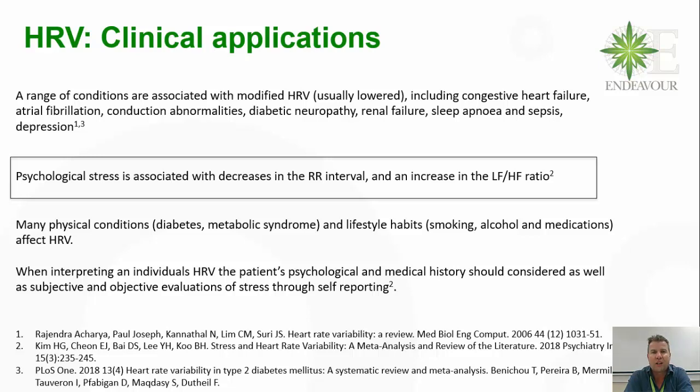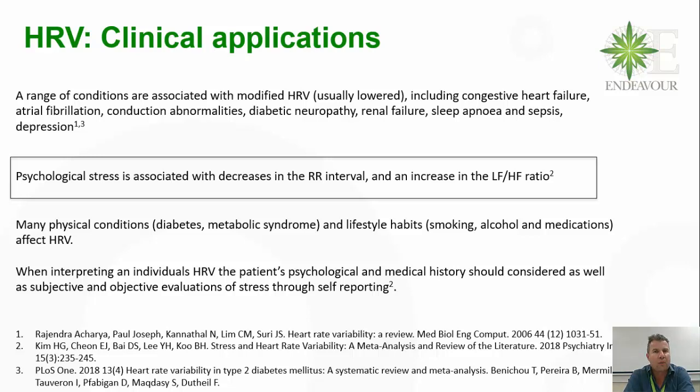Psychological stress decreases the R interval, so drops your time domain, and increases your LF-HF ratio. So there's a drop in your time domain, decreased heart rate variability, and an increase in the LF-HF ratio, or in other words, an increase in your sympathetic drive. Okay? Other things like smoking, alcohol and medication, diabetes and metabolic syndrome markedly affect heart rate variability. Okay?